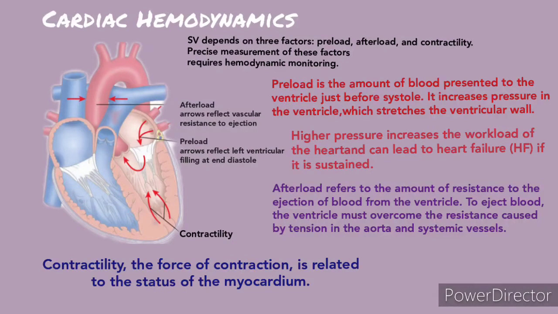Preload is the amount of blood presented to the ventricle just before systole. It increases pressure in the ventricle, which stretches the ventricular wall. Afterload refers to the amount of resistance to the ejection of blood from the ventricle. To eject blood, the ventricle must overcome the resistance caused by tension in the aorta and systemic vessels. And contractility, the force of contraction, is related to the status of the myocardium.